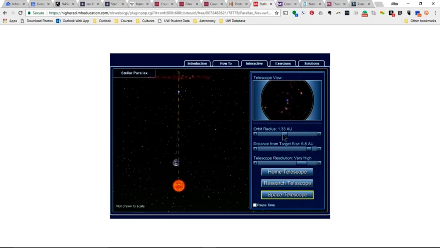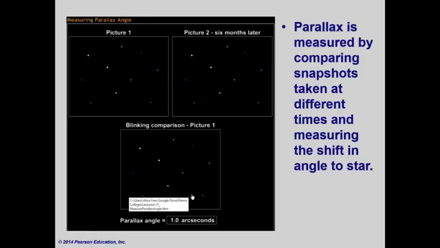Okay, and so that's how we can get the base of that triangle and calculate the distance. So here is another example, and the reason why I wanted to show this one is that there's a picture of the stars here, and then another picture of the stars 6 months later. So when people were originally calculating these distances, this is what they had to work with.